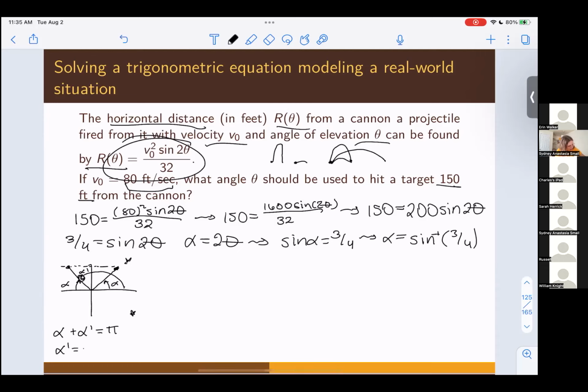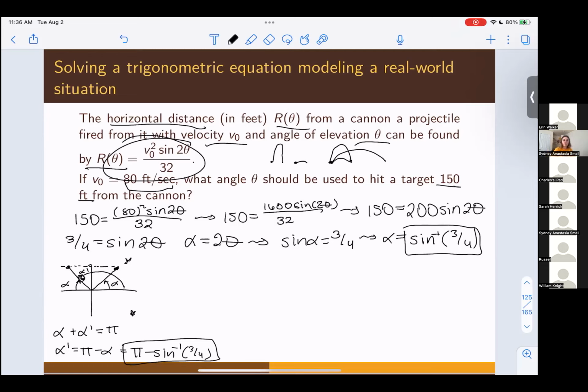So alpha prime is just pi minus the reference angle alpha. And we determined that alpha is sine inverse of 3/4. So alpha prime is just pi minus the inverse sine of 3/4. So our two angles for alpha are this and this. Those are the two solutions to the equation sine of alpha equals 3/4. Questions on how we got that?